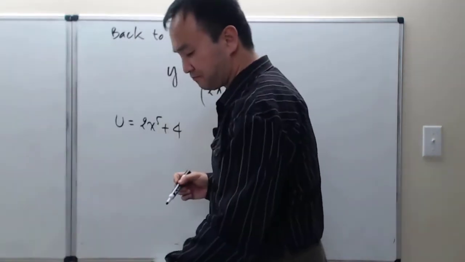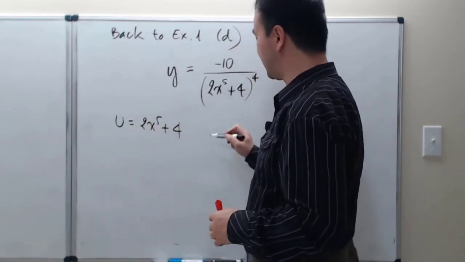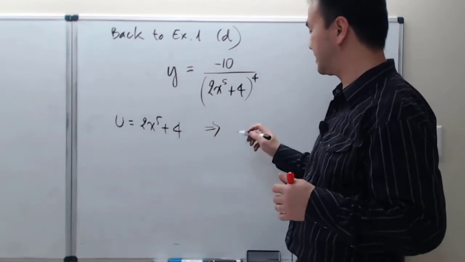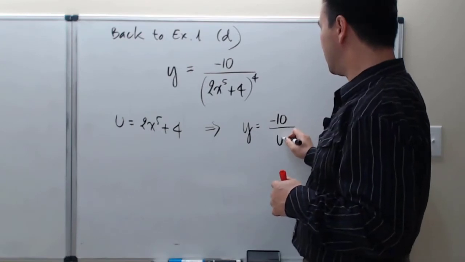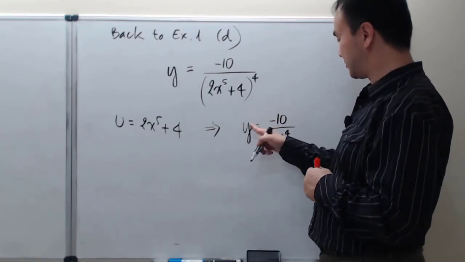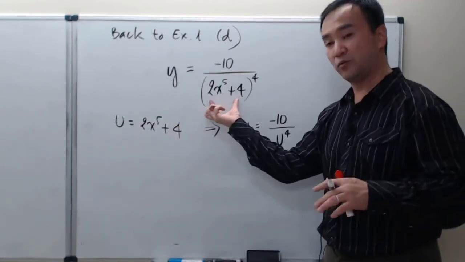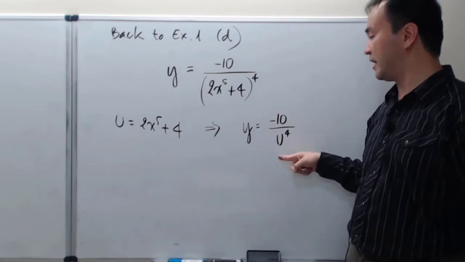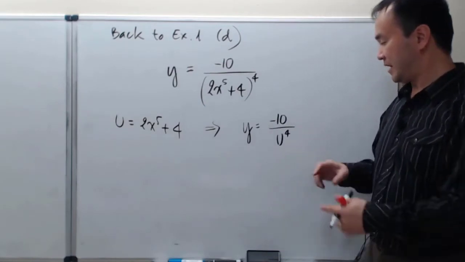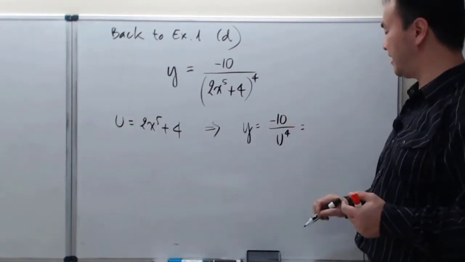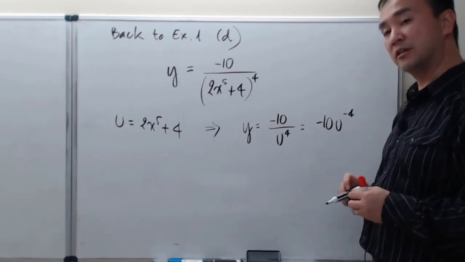Okay? So, for example, in this problem, I chose this to be my inside. And so my outside became, if you recall from example 1, y equals negative 10 over u to the 4th power. So this is, once again, a good checkpoint: once we substitute away the entire inside function, everything else remains only in terms of the u variable, the new external variable. And in that way, we can now call this the outside function. And this outside function here is negative 10 u to the negative 4th power.